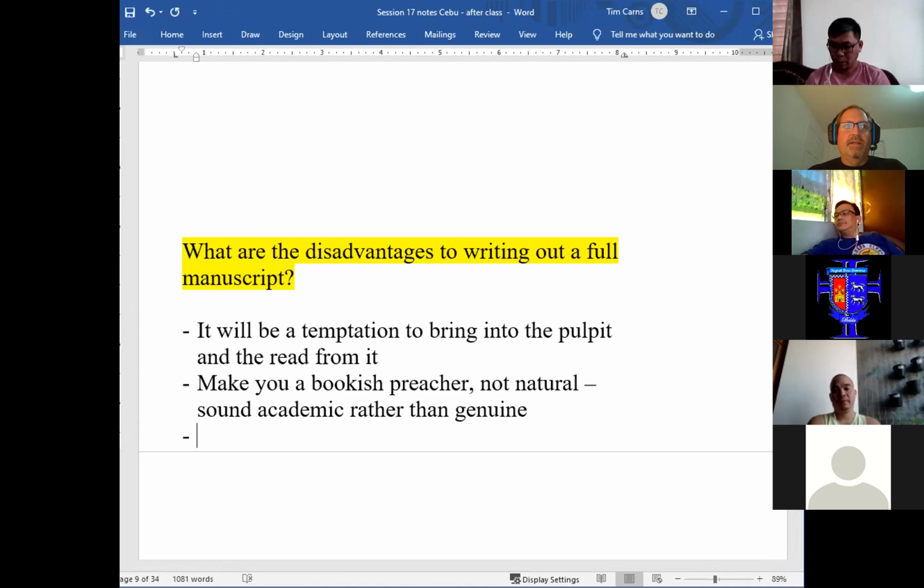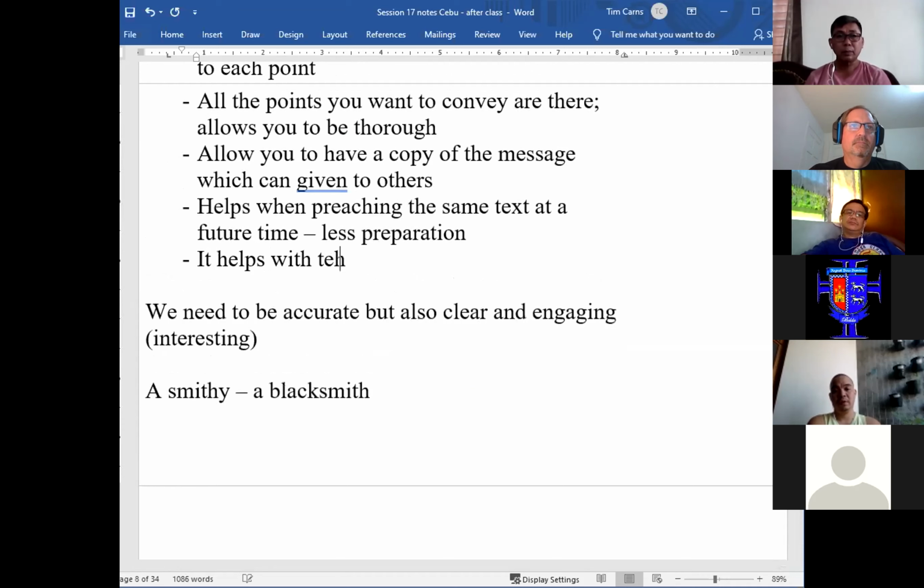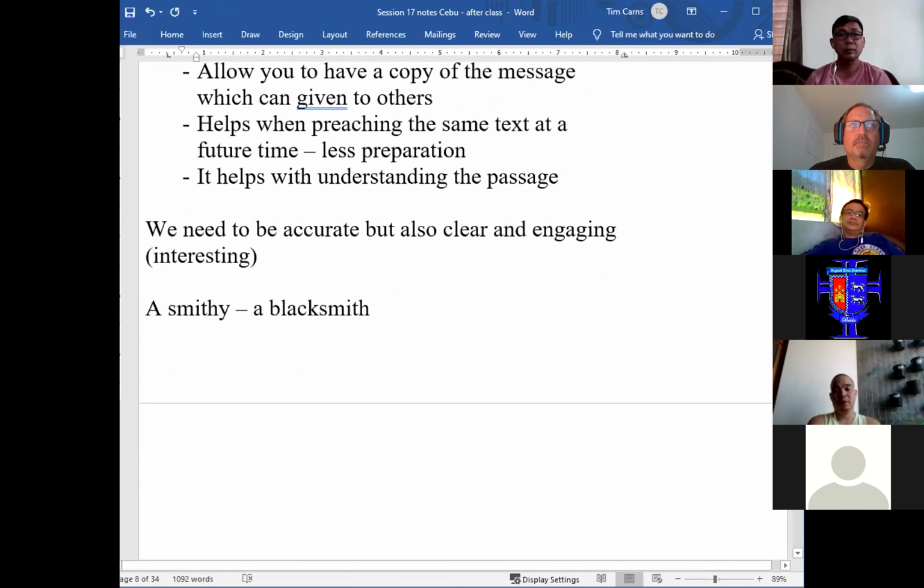I just want to focus on what might be some disadvantages of writing out a full manuscript. A simple one, right? It takes more time to write out a manuscript. Yes. But also, going back to the advantage, Pastor Tim, it helps our understanding of the text. In my case, I could only be sure I really understand my point if I am able to put it in writing.